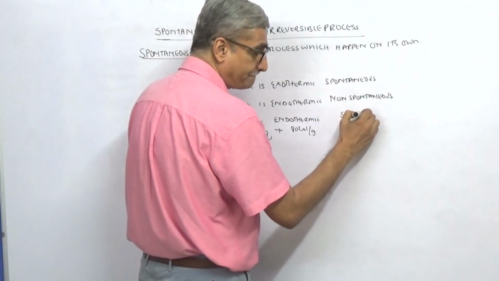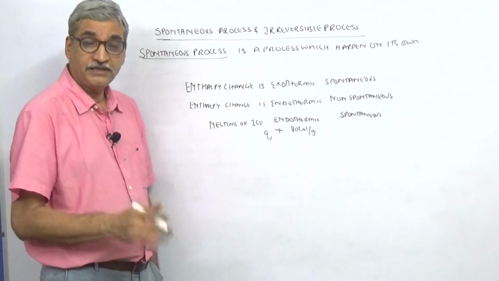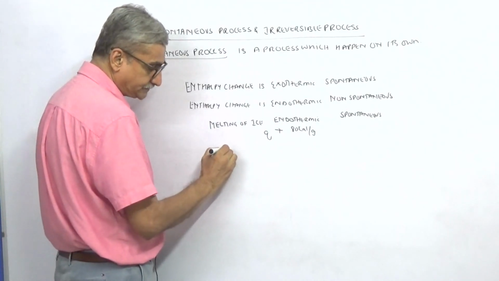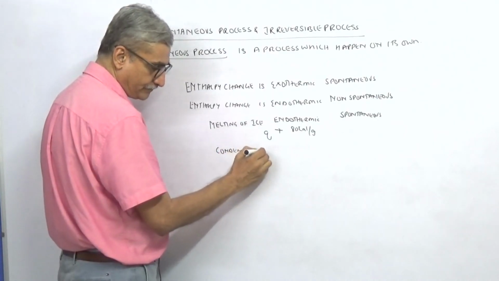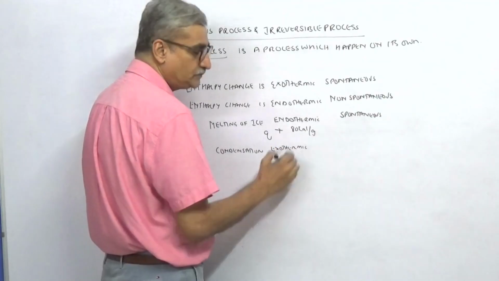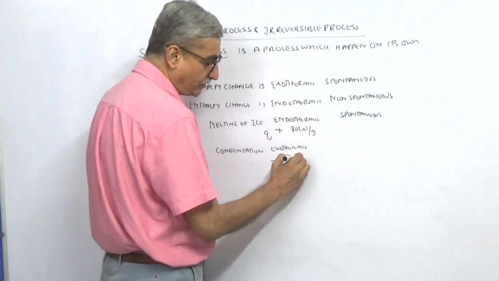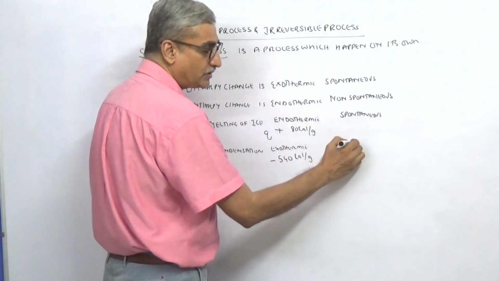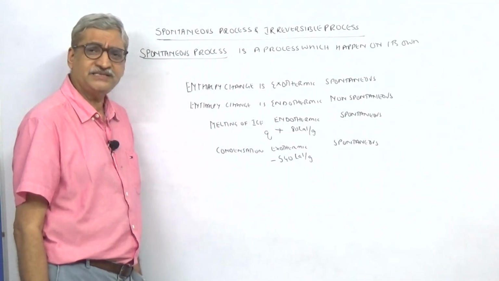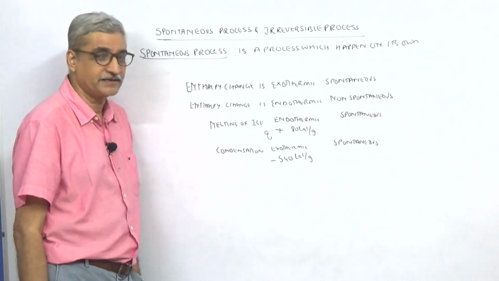It was happening on its own. You just keep the ice, it will melt. You don't have to do anything. On the other hand, look at condensation, which is exothermic. It gave out minus 540 calories per gram, and that was also spontaneous. So these two examples clearly said that enthalpy change is not a criterion for explaining the spontaneity of a reaction, why a reaction takes place.